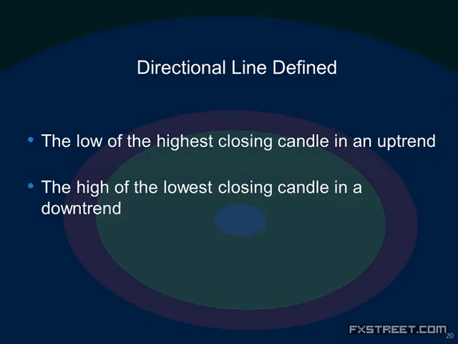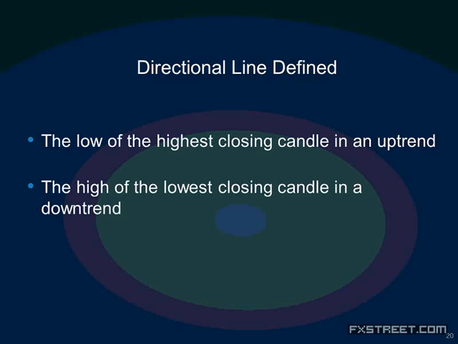Directional line defined. I'm not going to go into this too much. I want you guys to take a moment to write that down. Write this down though. Directional line defined. You need to know that. Directional line defined: the low of the highest closing candle in an uptrend, the high of the lowest closing candle in a downtrend. This is a very important tool for us in determining when direction shifts.